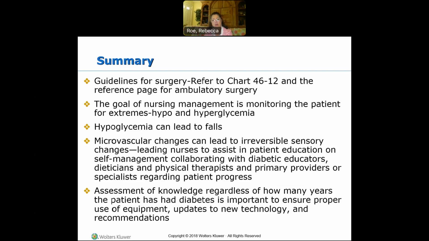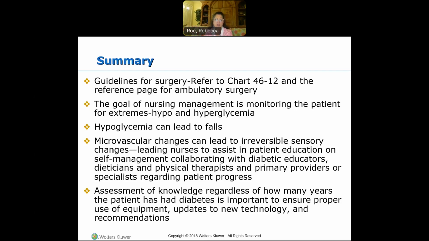Assessment of knowledge, regardless of how many years the patient has had diabetes, is important. And the reason I say this is because no matter how long they've had a disease, it's important to know that they have the proper use of equipment. They are updated to the newest technology. They need to know, and it could help change their life. And so those new recommendations could make life so much easier and better for them.